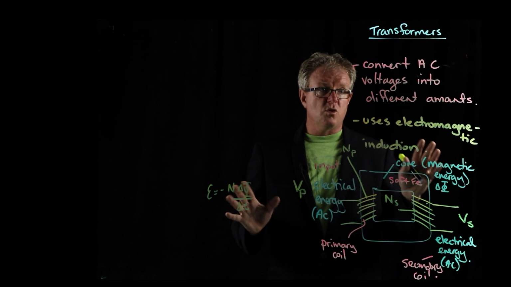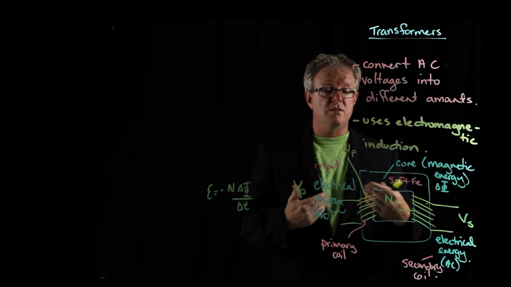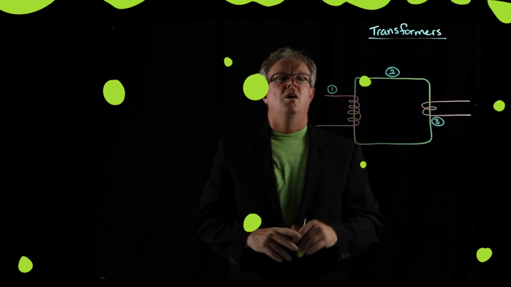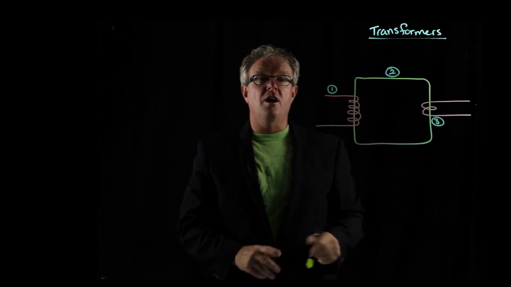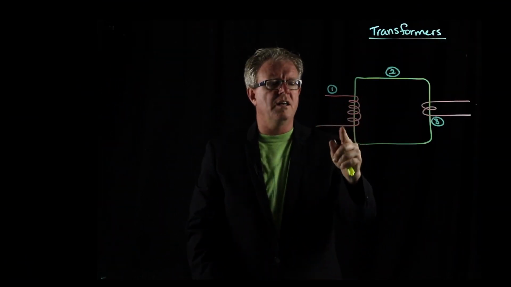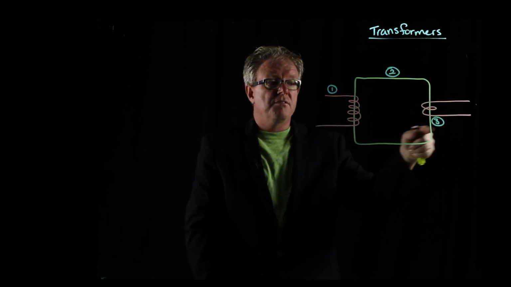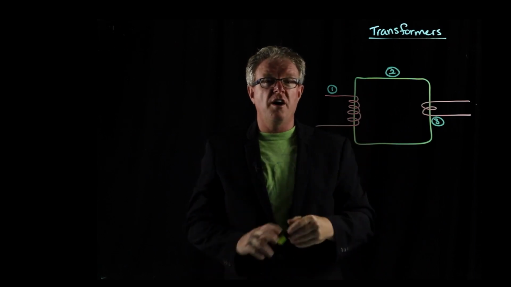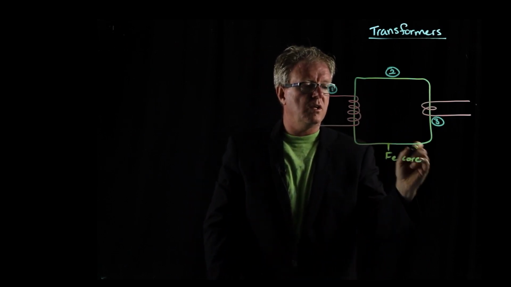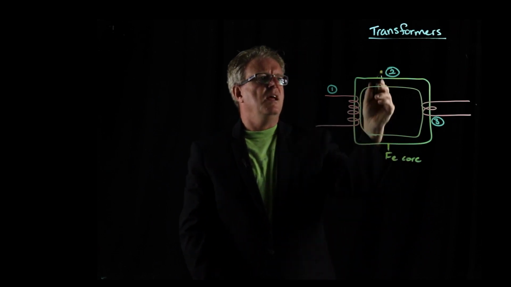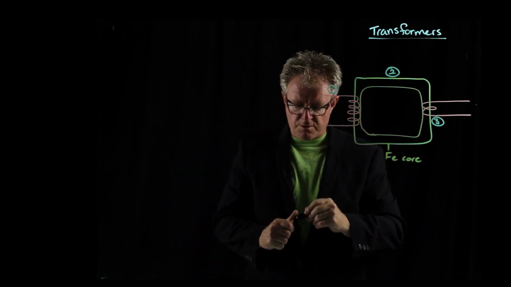So let's talk a little bit more about transformers, and I'll just rub this bit off so we've got a bit more space. All right, here we go. We've got a very basic diagram here. So we've got a coil of wire here for our primary coil, and I've just labeled that number 1. Then we have the iron core, right, the core here, and we can just make it a bit thicker if we want to. And that's labeled 2, and then we have number 3 over there.